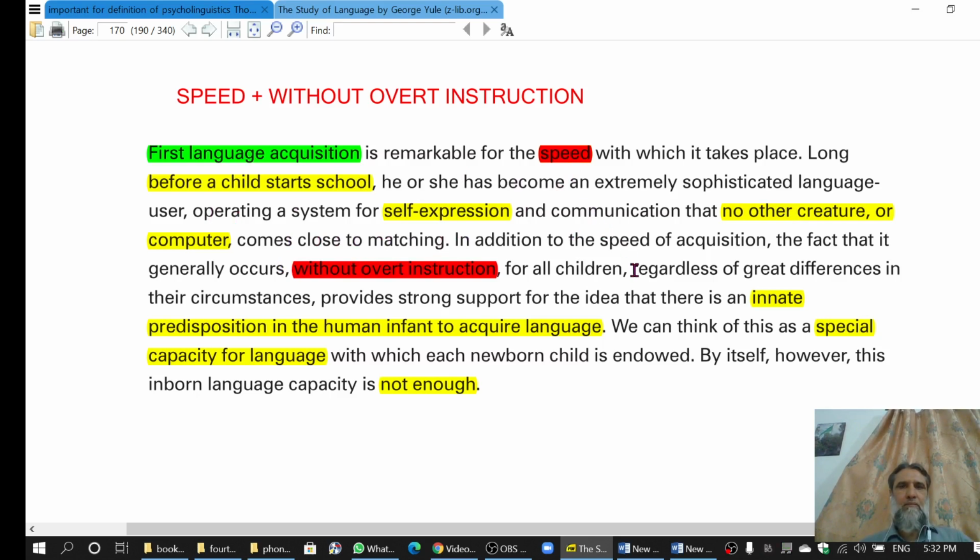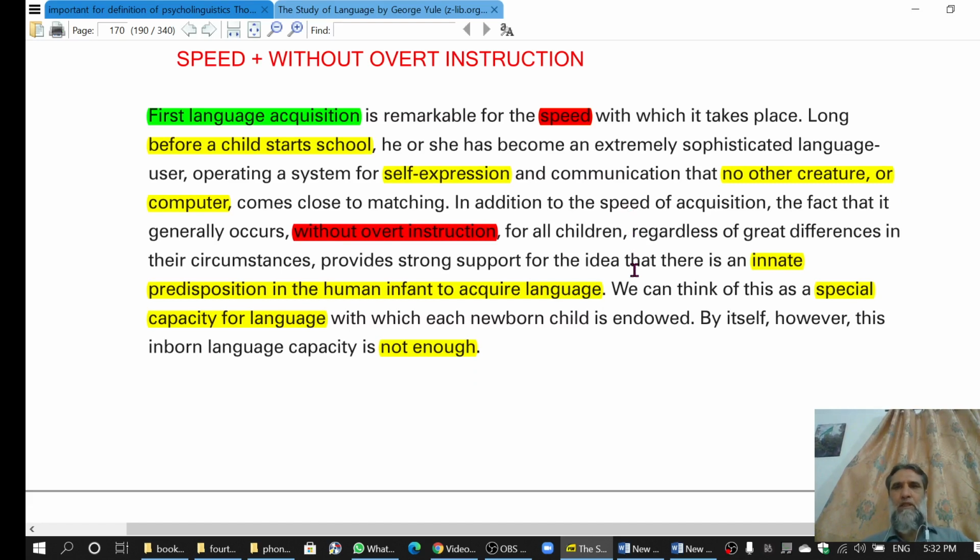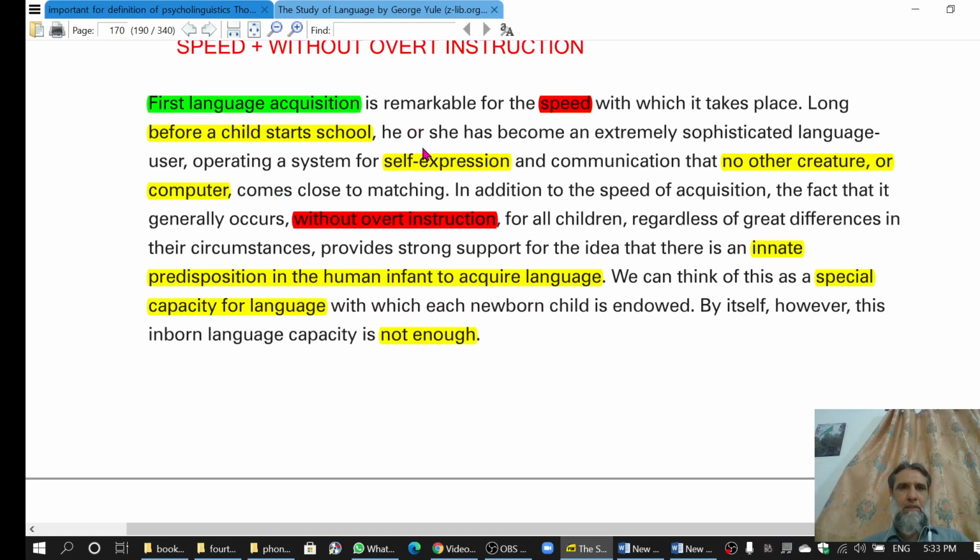So it is specific for human beings that even the kids learn their first language very quickly, very speedily, in just 5 years, 4 years, and this cannot be done by any other creature or even computers. So in this regard, human beings, kids are wonderful. So this was the first idea I wanted to discuss, that children learn their first language with a remarkable speed, with wonderful speed, and that is amazing because no other creature can learn it in such a way, or even computers cannot do this.